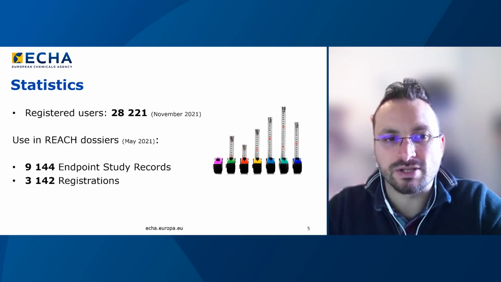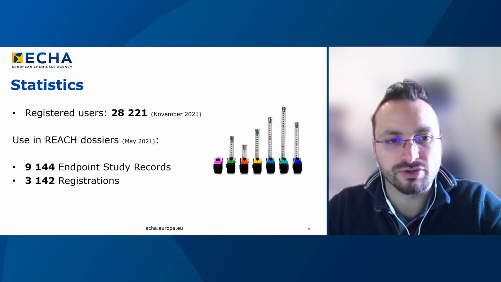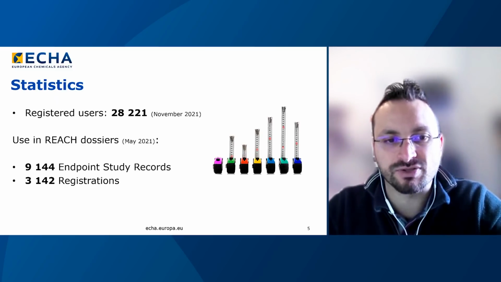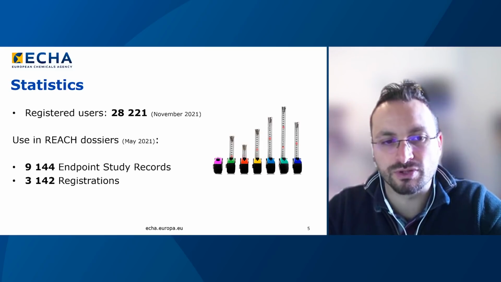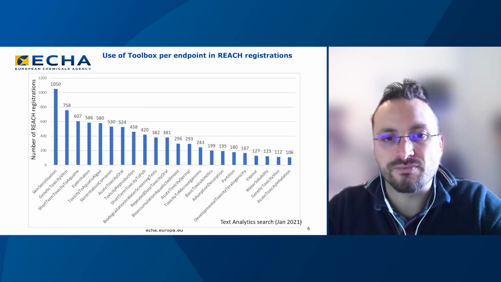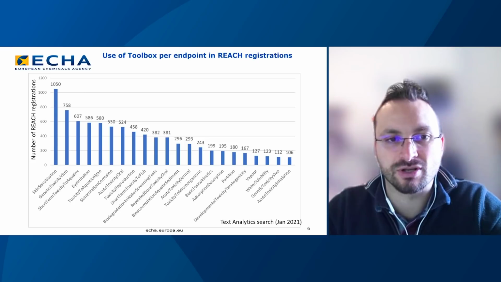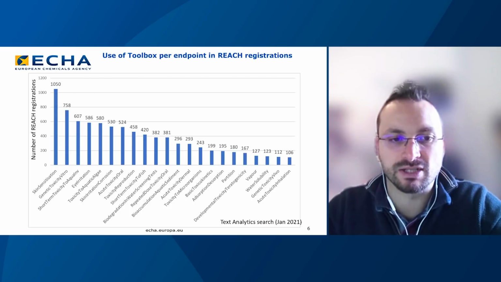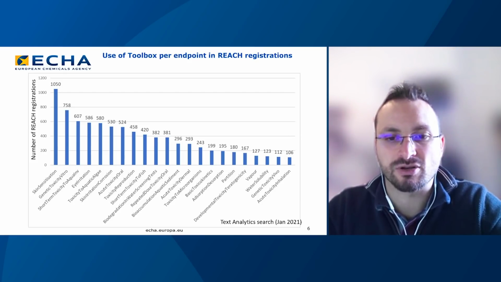Before going into details on how toolbox results are assessed, let's see first how much the QSAR Toolbox is used. At the moment, we have over 28,000 users, and the Toolbox has been widely used under REACH. In fact, over 9,000 endpoint study records mention the QSAR Toolbox, for a total of over 3,000 REACH registrations. If we take a look at the endpoints where the Toolbox has been used the most, we see that skin sensitization is the first one, with over 1,000 studies mentioning the Toolbox. And then we have others, genetic toxicity in vitro, mainly the Ames test, short-term toxicity to aquatic invertebrates, and so on.